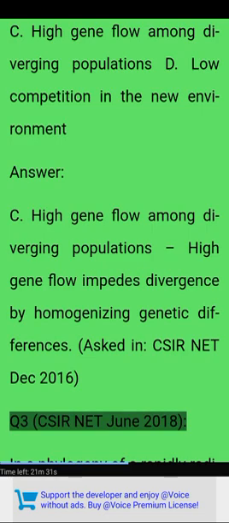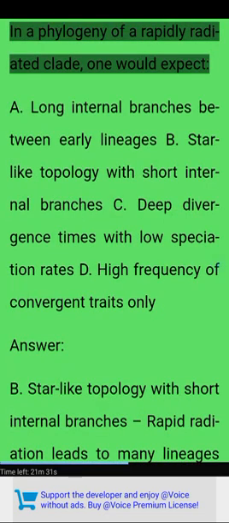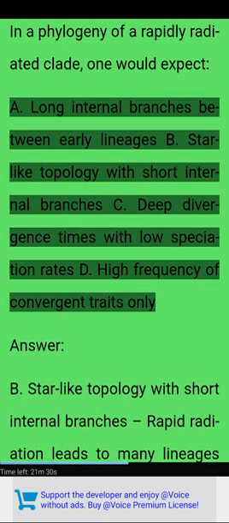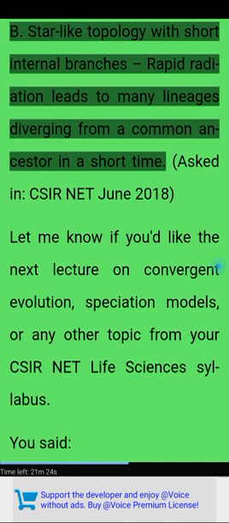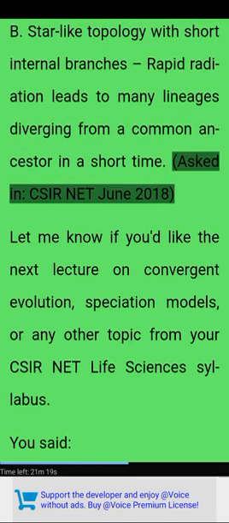Q3, CSIR NET June 2018. In a phylogeny of a rapidly radiated clade, one would expect: A, long internal branches between early lineages; B, star-like topology with short internal branches; C, deep divergence times with low speciation rates; D, high frequency of convergent traits only. Answer: B, star-like topology with short internal branches. Rapid radiation leads to many lineages diverging from a common ancestor in a short time. Asked in CSIR NET June 2018.